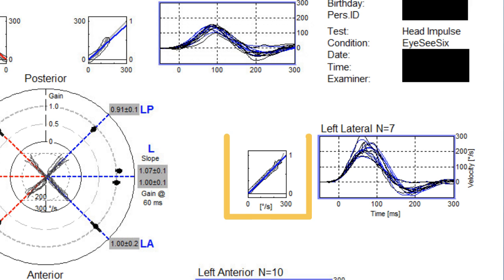Adjacent to the raw tracings for each semicircular canal is the regression plot. This allows for the clinician to look at the gain over the entire velocity range of head impulses.